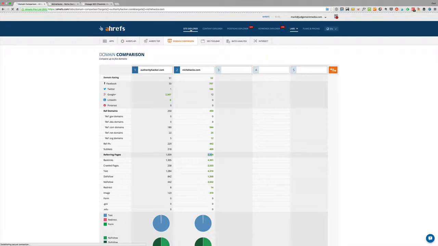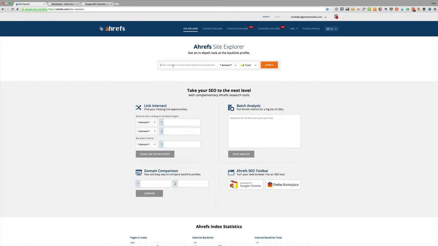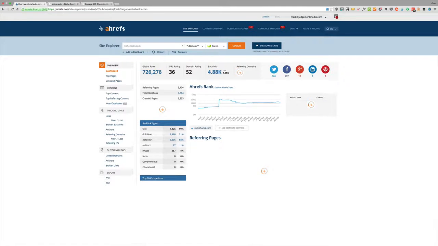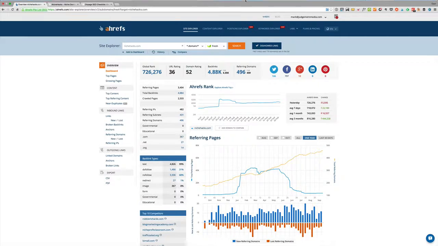Now let's jump a little bit into the Site Explorer and look a little bit deeper into what kind of links he has, so that I can get an idea of the kind of links I should be trying to get, or maybe the stuff that I haven't done and he has done, and so on. And you can see that when we go into Site Explorer, there is a lot of data here.